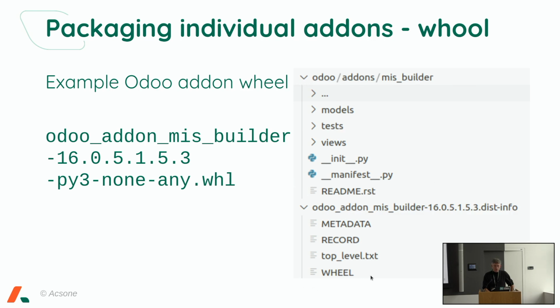And in the wheel, you have the metadata directory to follow the standard. And you have the source code. And this is basically all the source code of the add-on. The only difference is that you see it is in this odoo/addons directory, because odoo/addons is the namespace package where Odoo is finding add-ons. And that's because of that that you can write import odoo.addons.mis_builder, right? So you just unzip that in the Python path, and Odoo will discover them.